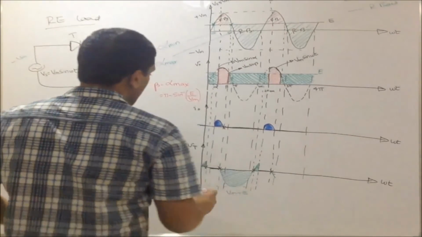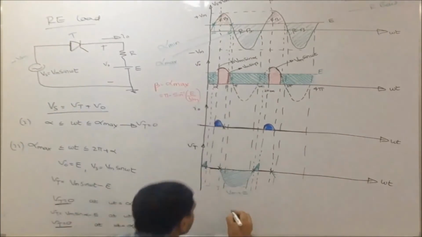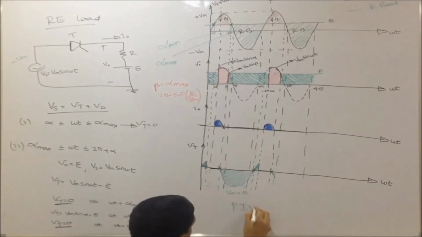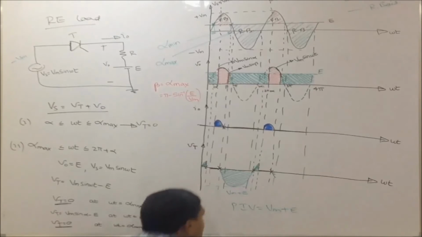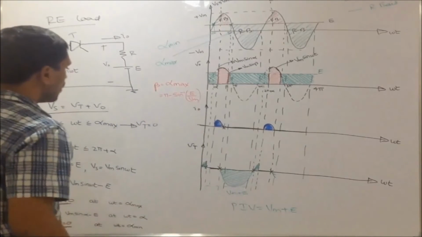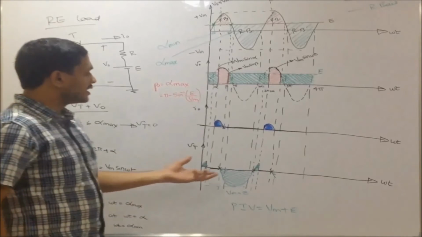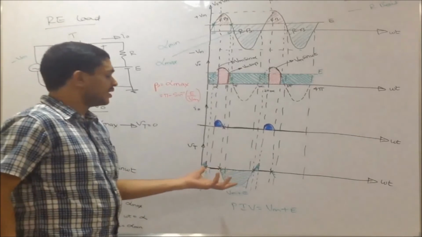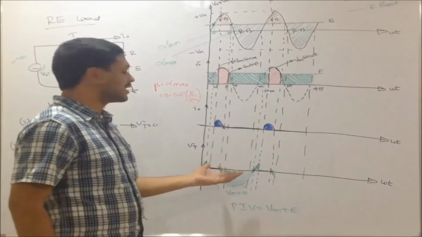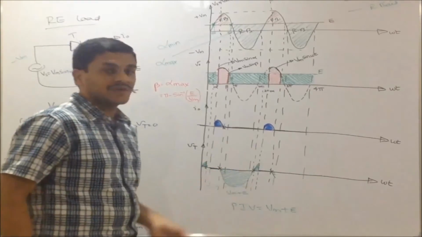So what I have calculated is peak inverse voltage. That is Vm plus E. Now I have to calculate the commutation time. How do I get commutation time? I have to get it from the Vt waveform.